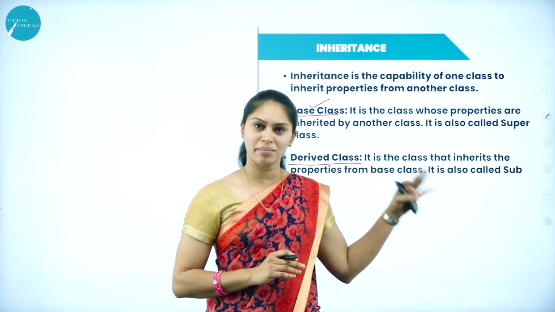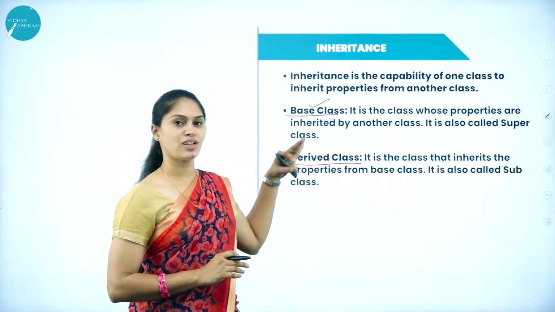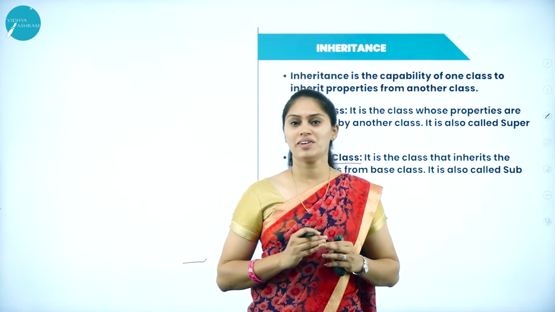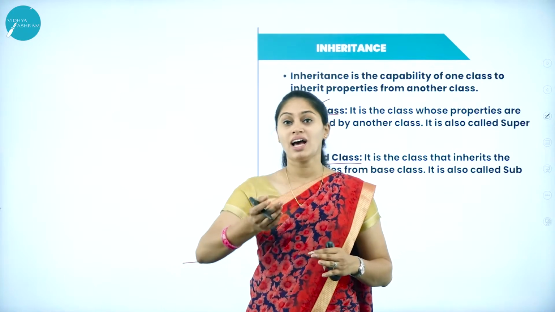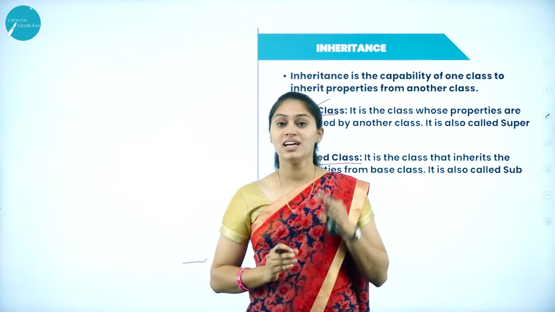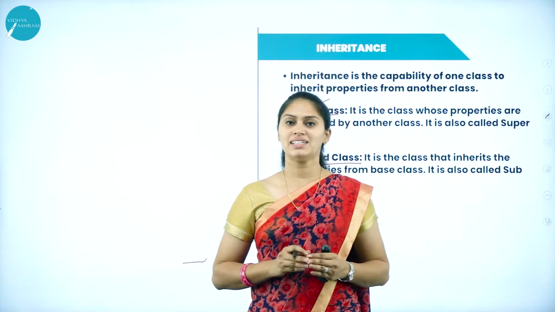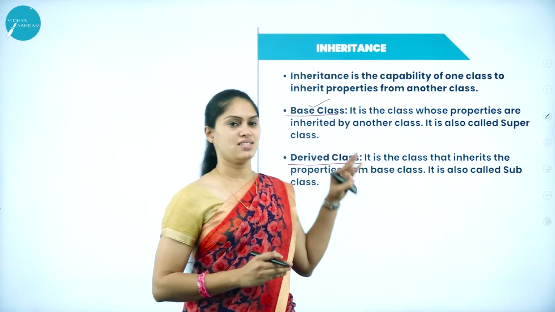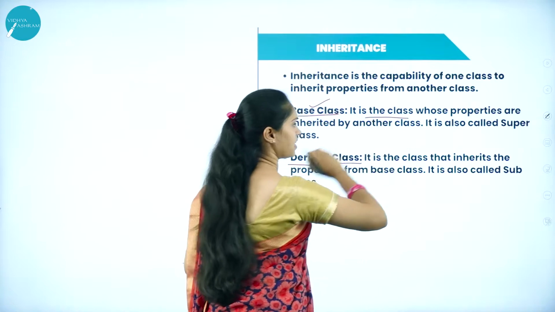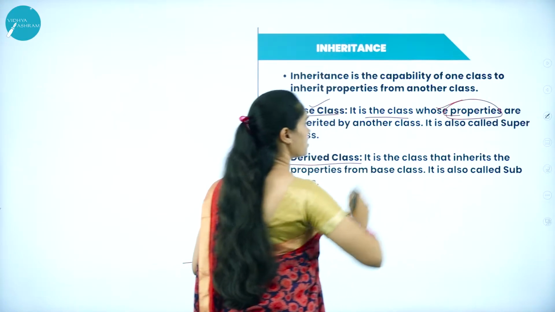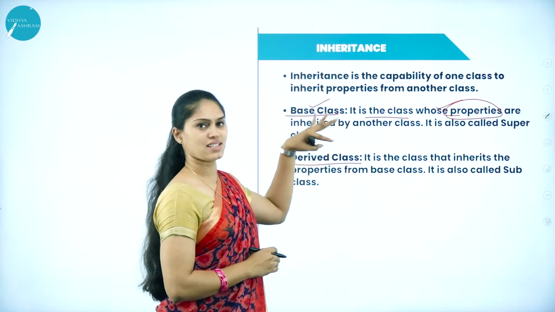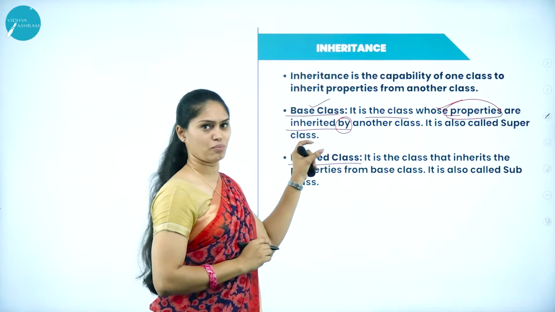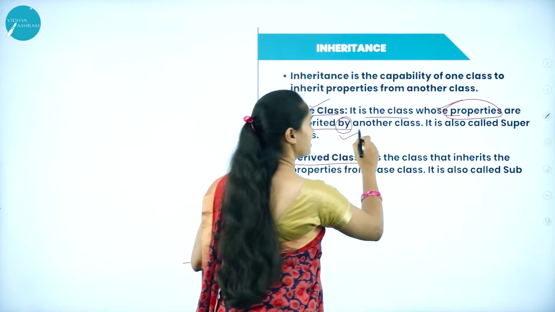Now we'll see what you mean by base class and what you mean by derived class. Coming to the base class, it is the class which is going to provide or give its features to another class. That is the base class. What is another name for the base class? It is also known as a super class or a parent class. Whatever properties reside in the base class will be inherited by another class.